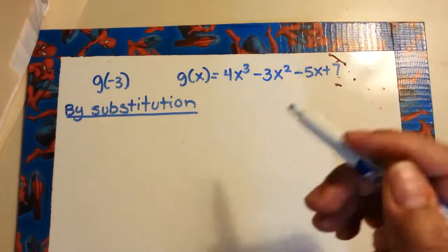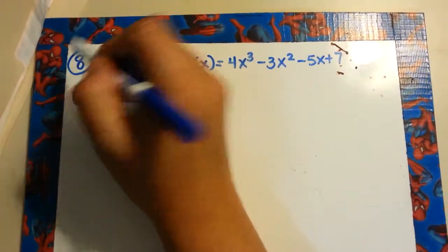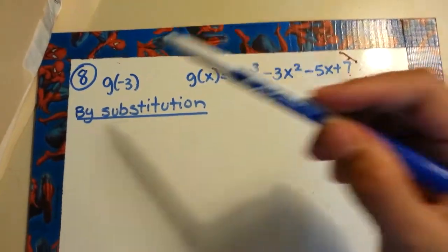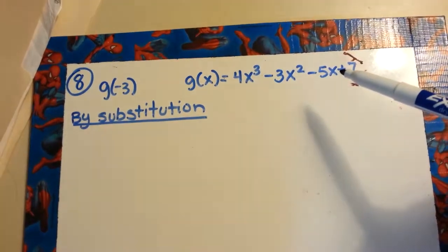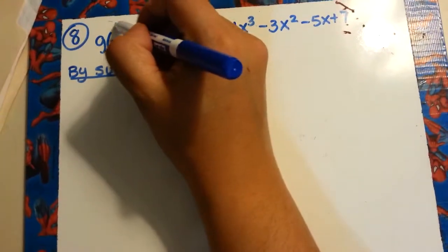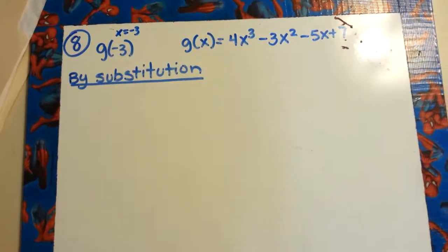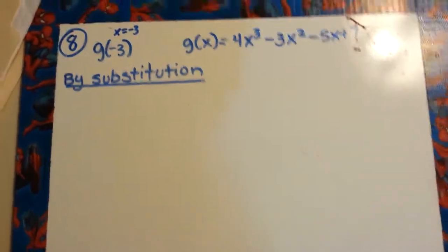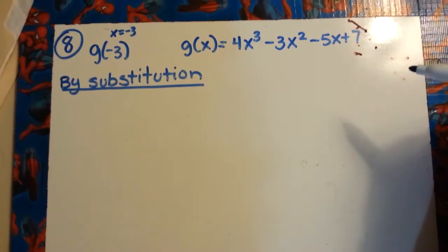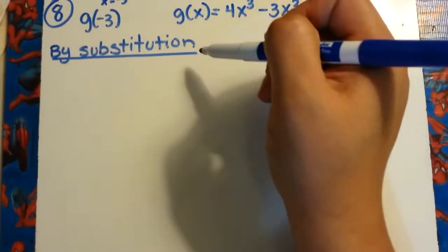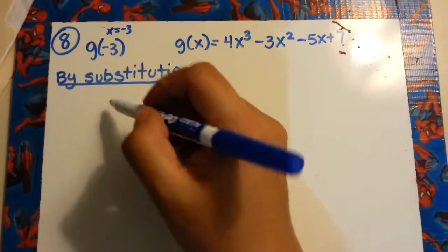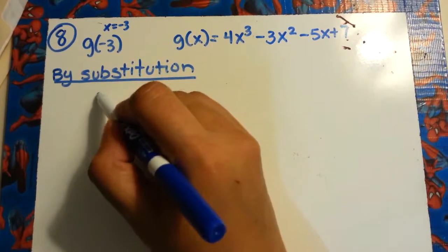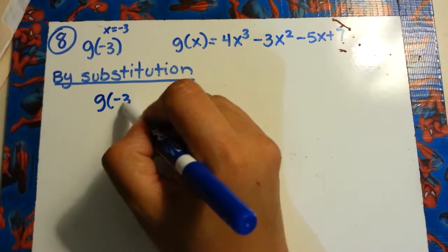Alright, the next problem, number 8, gives you g of negative 3, and it gives you the polynomial g of x. This means that x equals negative 3. And they want you to evaluate the polynomial by substitution. Right? So that means you have to find g of negative 3.